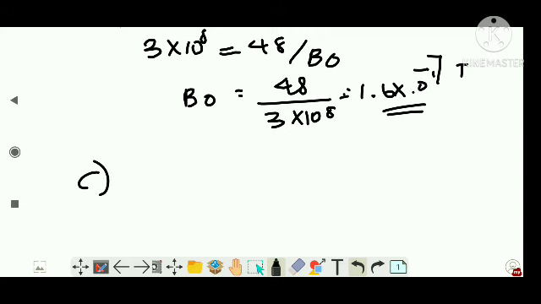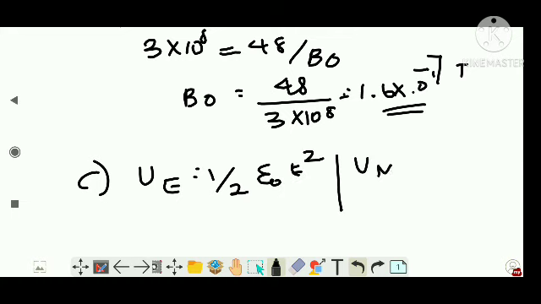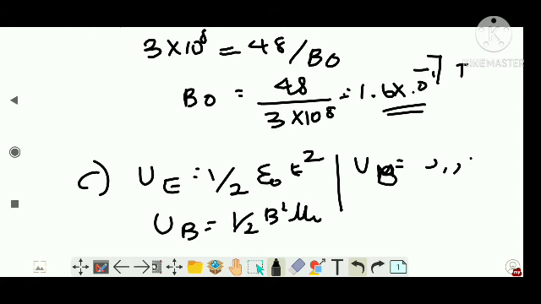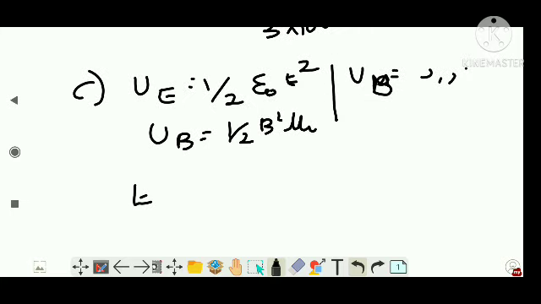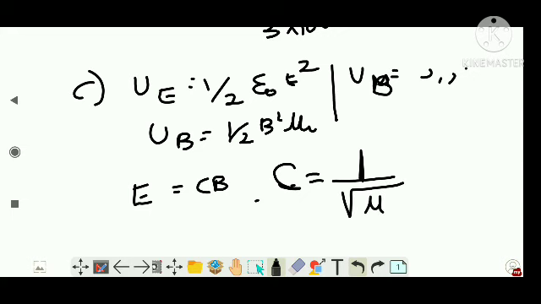Now let's move on to the third part. You are asked to check the energy density. The energy density of the electric field is half epsilon naught E squared, and the energy density of the magnetic field, UB, is equal to half B squared by mu naught. Now you know E is equal to cB, and also you know c is equal to 1 by root of mu naught epsilon naught. You know this one as well as this one.